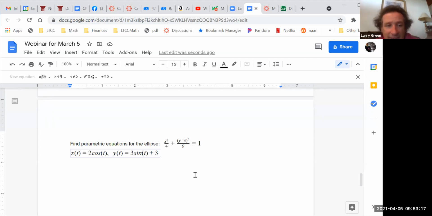And you could double check and look at x squared over 4 plus y minus 3 squared over 9 and realize that if we take y and subtract 3, that gives you 3 sine t. So 2 cosine t quantity squared is 4 cosine squared. Divided by 4 is just cosine squared. And then 3 sine of t quantity squared is 9 sine squared. Cancel the 9s, you get sine squared, and cosine squared plus sine squared is 1. And it works.